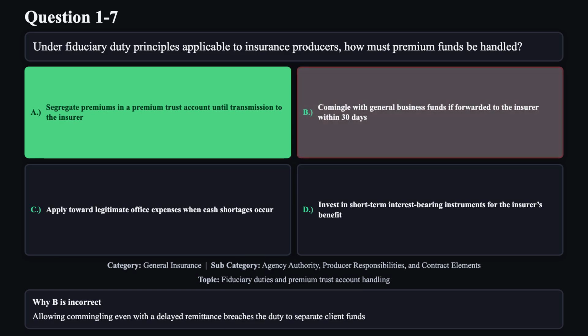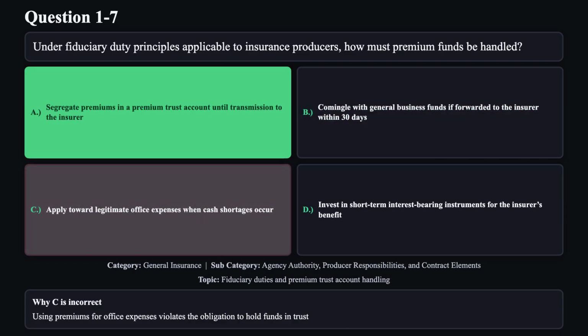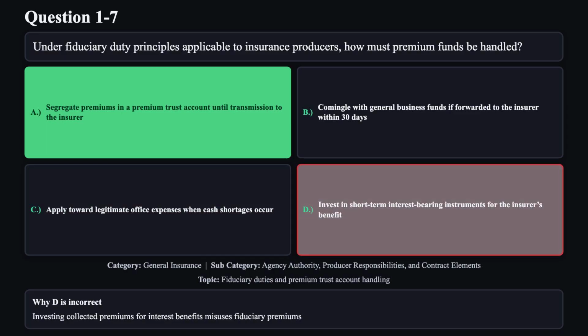Reason B is not correct. Allowing commingling even with a delayed remittance breaches the duty to separate client funds. Reason C is not correct. Using premiums for office expenses violates the obligation to hold funds in trust. Reason D is not correct. Investing collected premiums for interest benefits misuses fiduciary premiums.